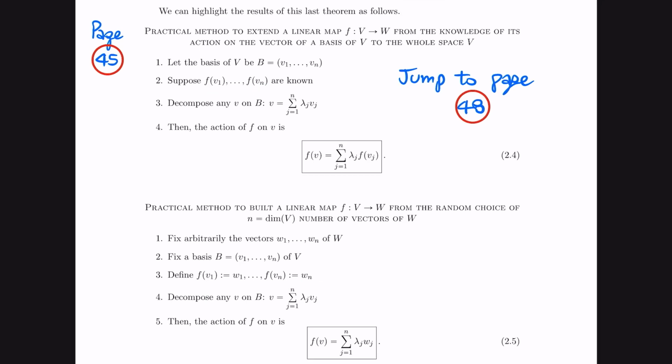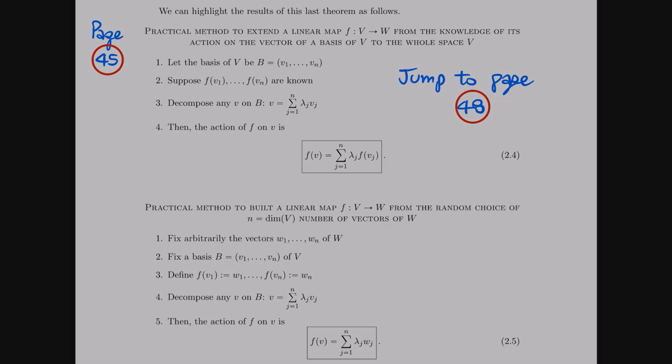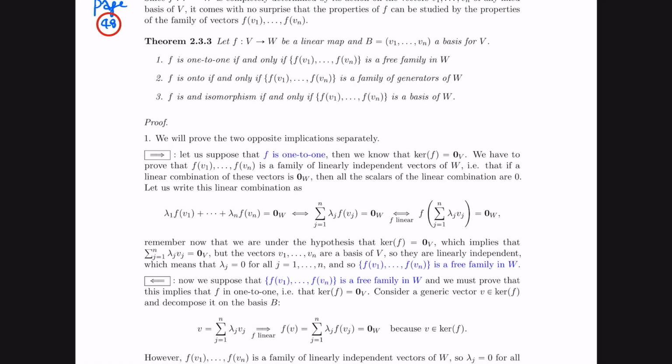Since the action of f is determined by these vectors, we expect that also the properties of f depend on the vectors f of v1, ..., f of vn. We start this lesson at page 48 by showing that this is exactly what happens. So we are at page 48, and let's consider this theorem.